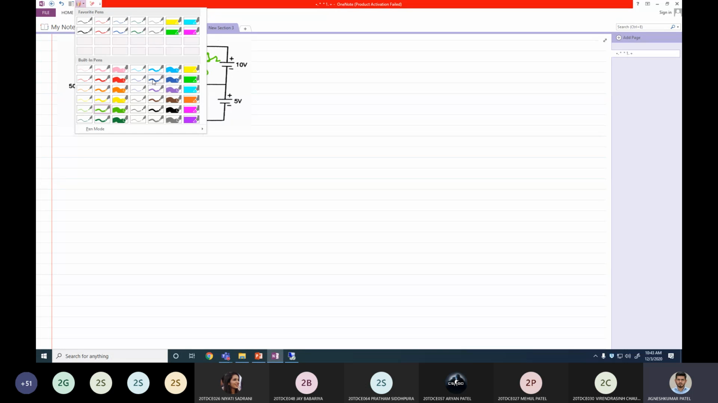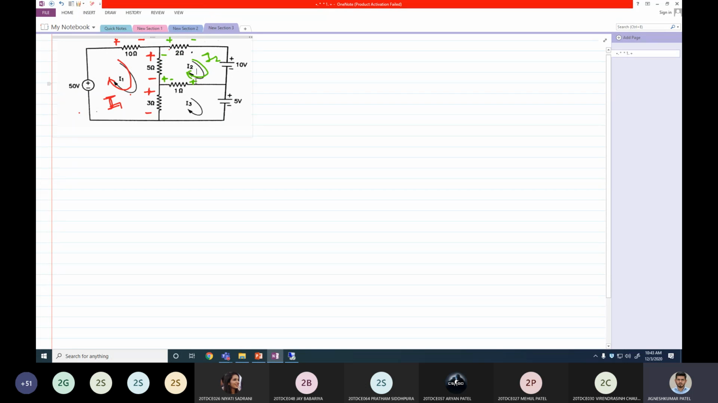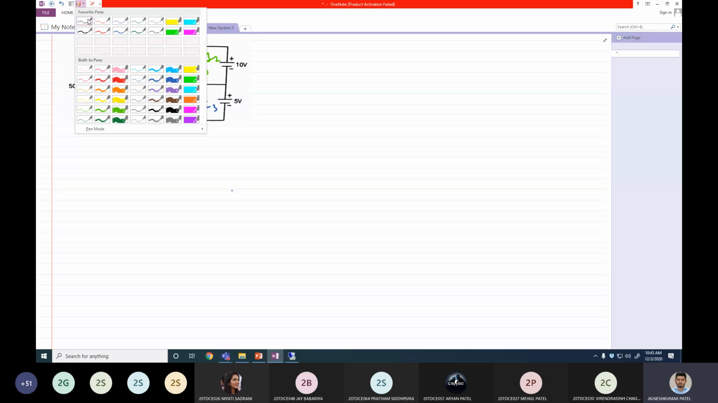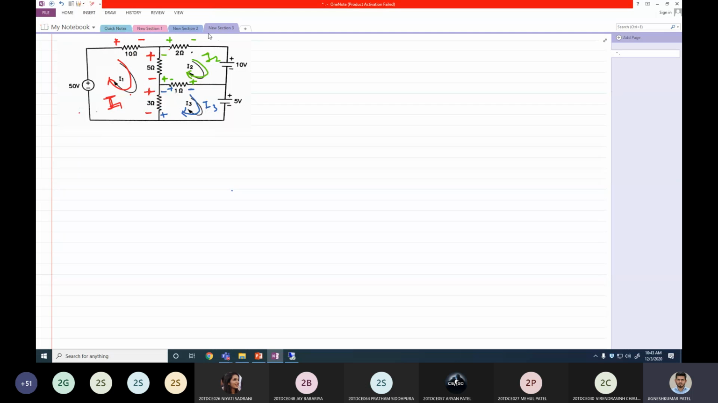Let us take one more color. This is my I3. So positive over here, negative over here, positive over here, negative over here. Now I have given all the polarities, and I can start to write the equation. Let us write down the first equation for mesh 1. I'll write it over here.